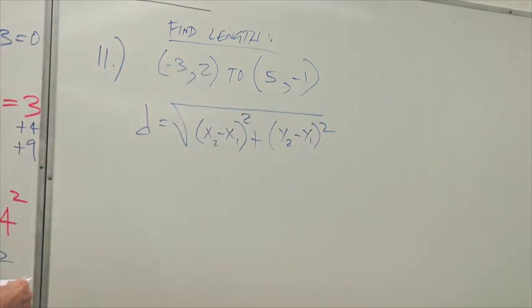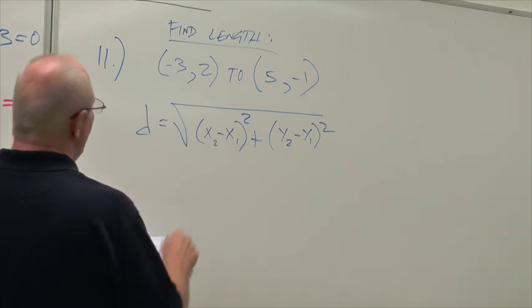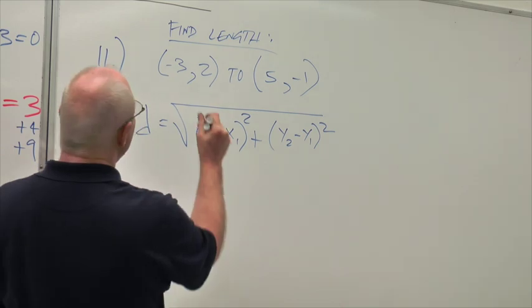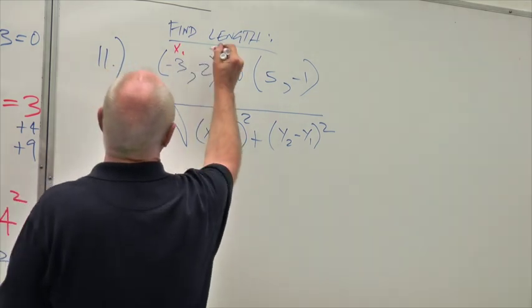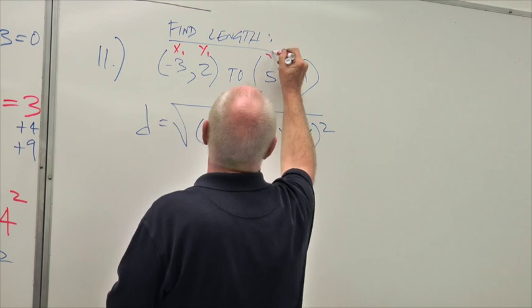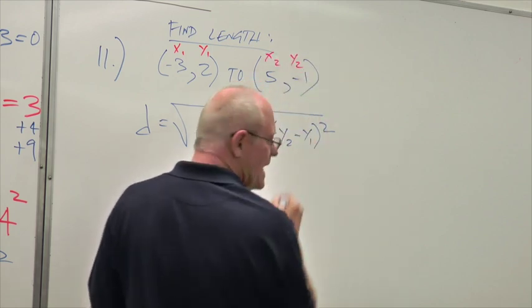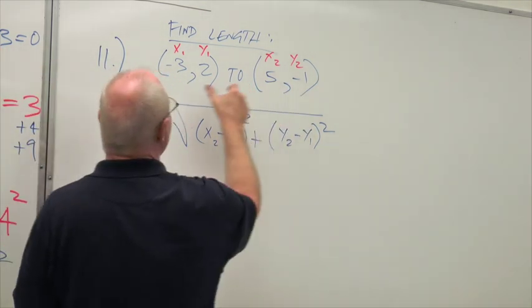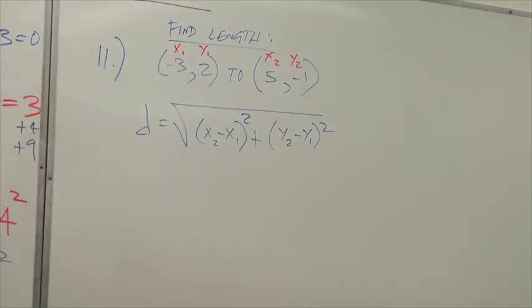Okay, good. Now, what's the thing you need to remember to do here? You need to label these points. One point needs to be labeled x1, y1, and the other point needs to be labeled what? x2, y2, and you have to stick to that. Question: does it matter which one you call which? No. You can call this point x1, y1, and that one x2, y2. That's fine, right? You'll still get the same answer.